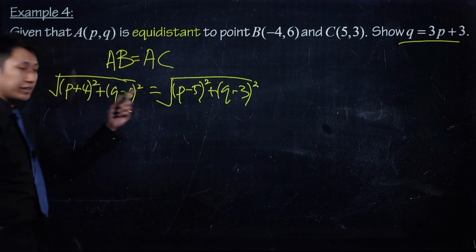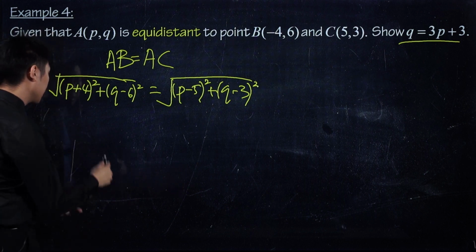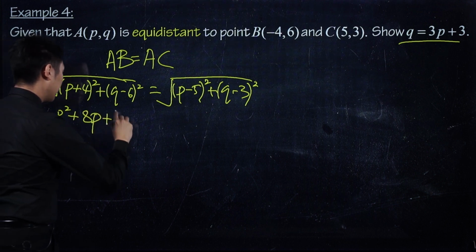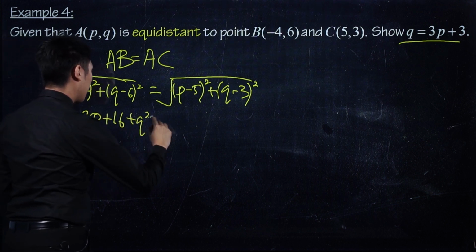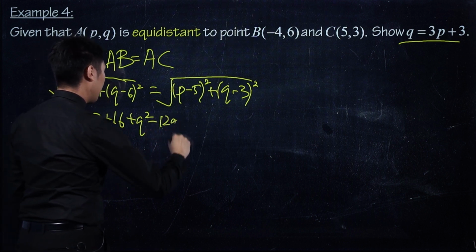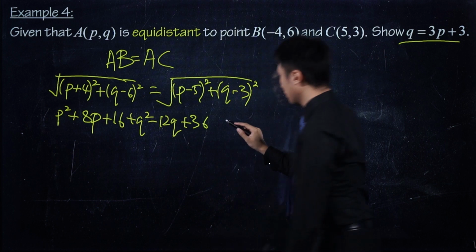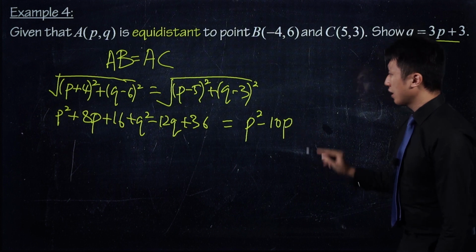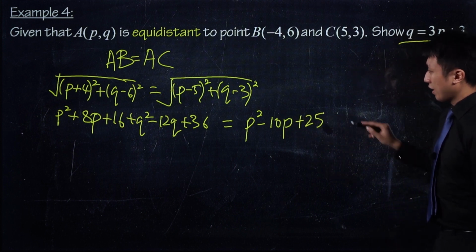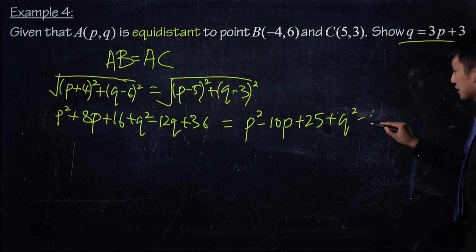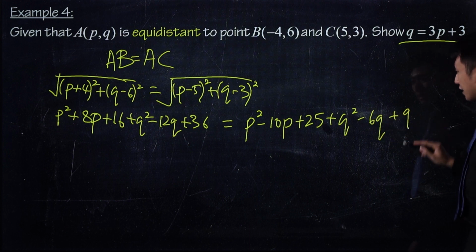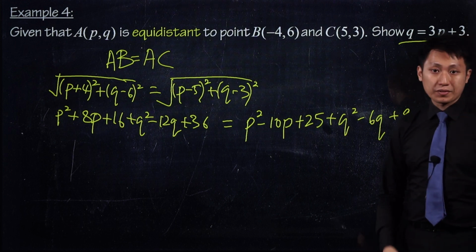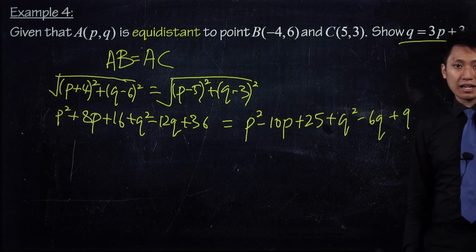Okay, then you can see that the square root is redundant, so you don't need to have that. So p square plus 8p plus 16 plus q square minus 12q plus 36 is equal to p square minus 10p plus 25 plus q square minus 6q plus 9. It takes a bit of patience, right? But you can see that things can be cancelled off easily. What is the thing that can be cancelled off?